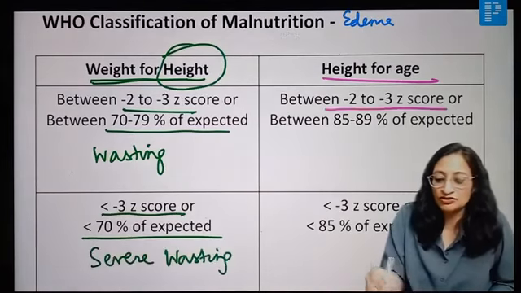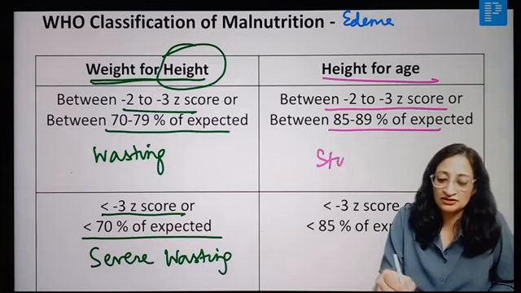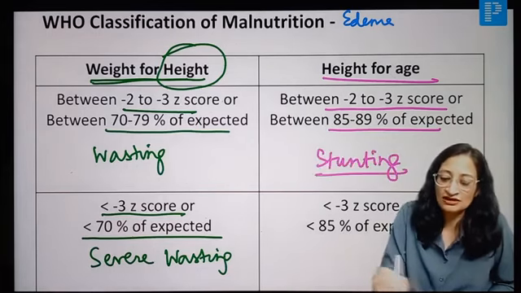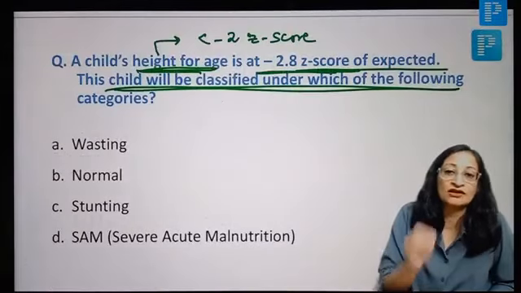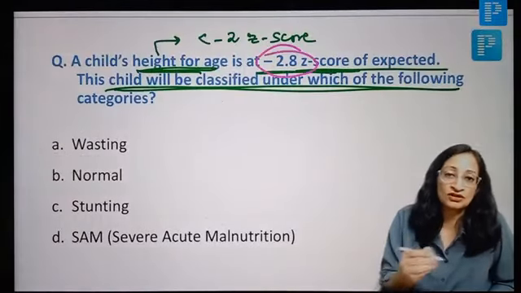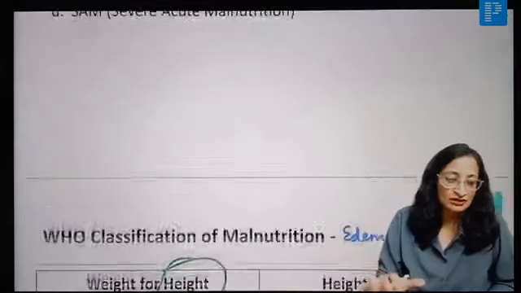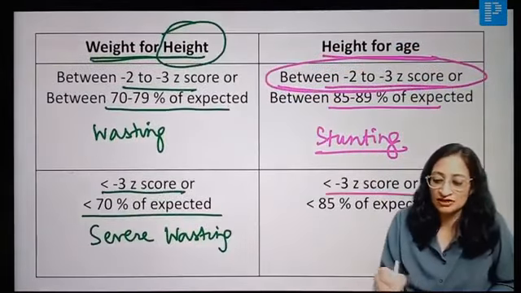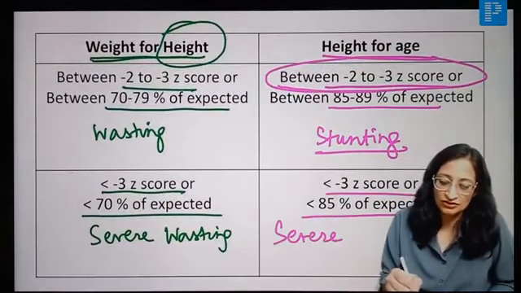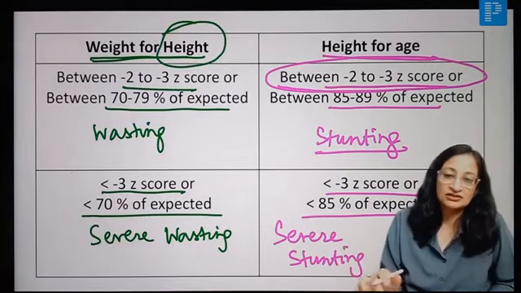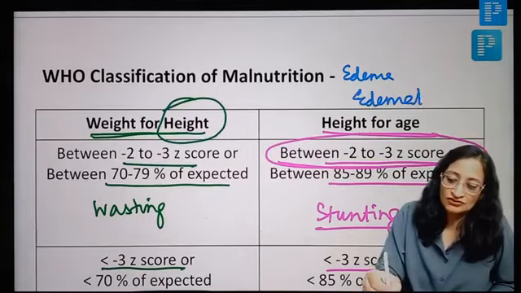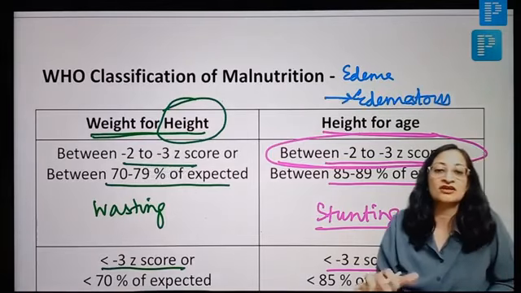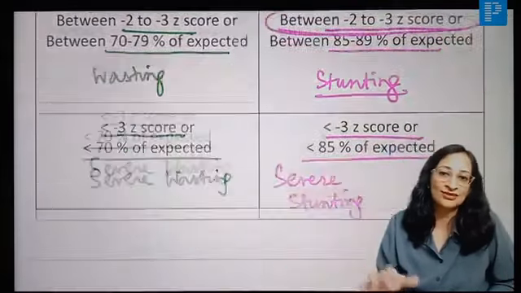Height for age between minus 2 to minus 3 Z score, between 85 to 89% of expected is stunting. So our child in the question falls in this category. The height for age is between minus 2 to minus 3 Z score, right? Height for age here is how much? Minus 2.8. That means between minus 2 to minus 3 Z score. So this child has stunting, okay? And if the height for age is less than minus 3 Z score or less than 85% of expected, then also it is stunting, but it is severe stunting, okay? Right? Now, if edema is present, you call it edematous malnutrition, edematous wasting or edematous stunting and so on. So that is the WHO classification of malnutrition that gives us very important terminologies.